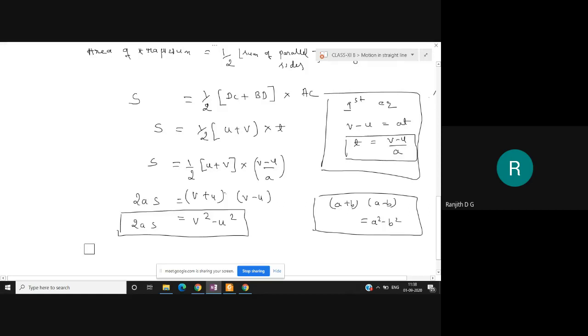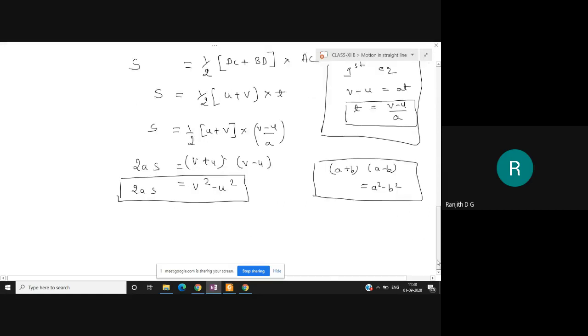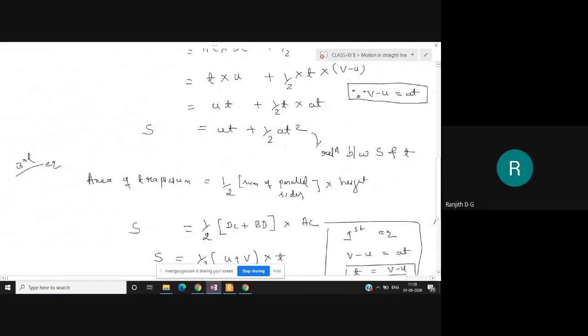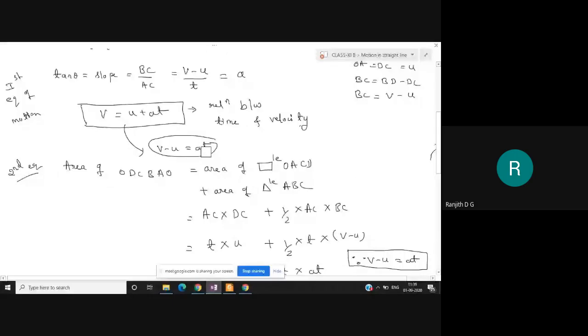So this is another equation where there is no time term. It only gives a relation between s and velocity, that is v, the final velocity, where u and a are constant, where initial velocity and acceleration are constant. So s and v are the variables, and it gives the relation between these two variables. The second equation gives the relation between s and t, where u and a are constant. The first equation gives a relation between time and velocity, where acceleration and initial velocity are constant.